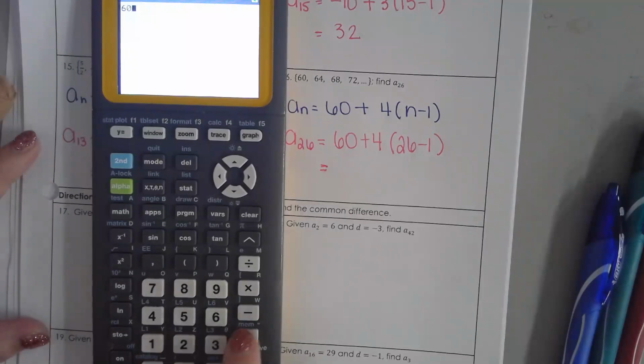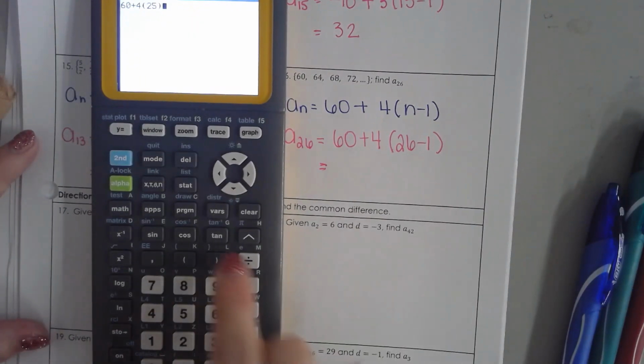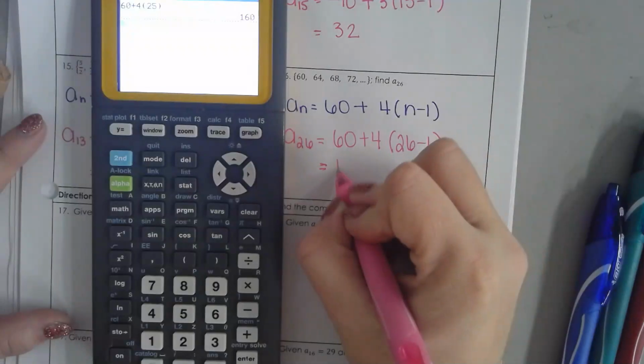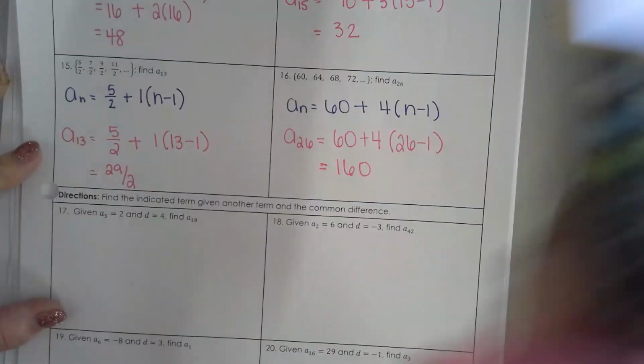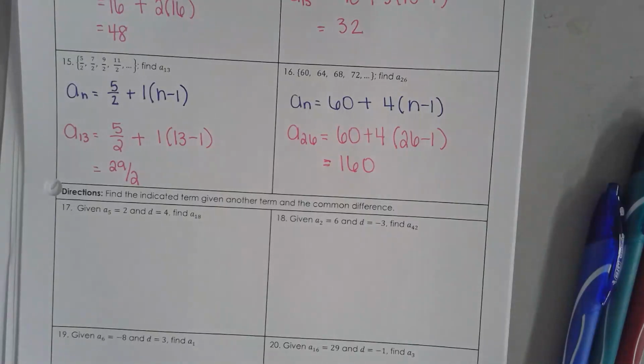60 plus 4. Oh, you could have done this one. 160. 4 times 25 is 4 quarters, 100. And then 60.